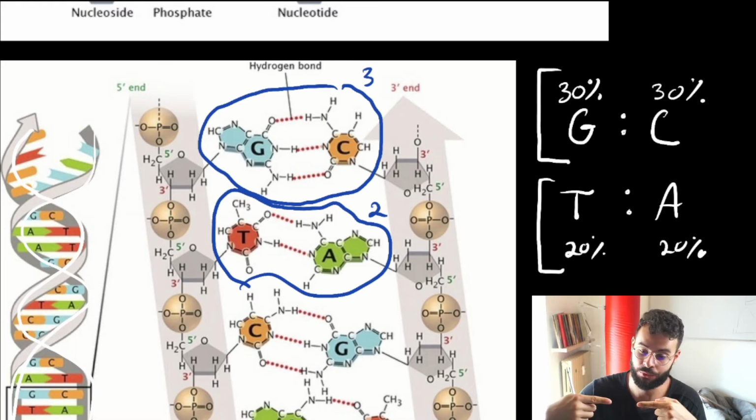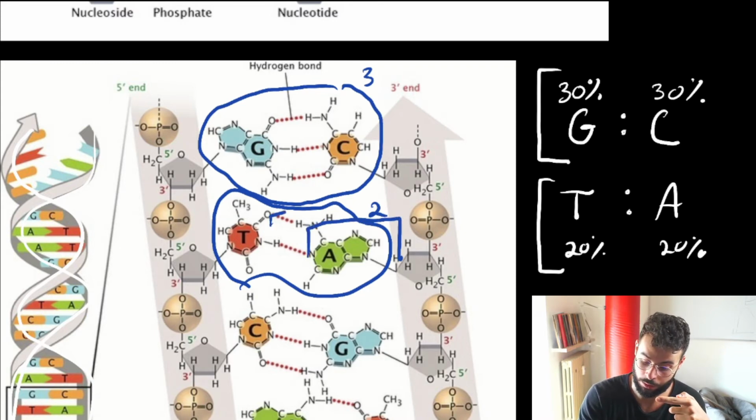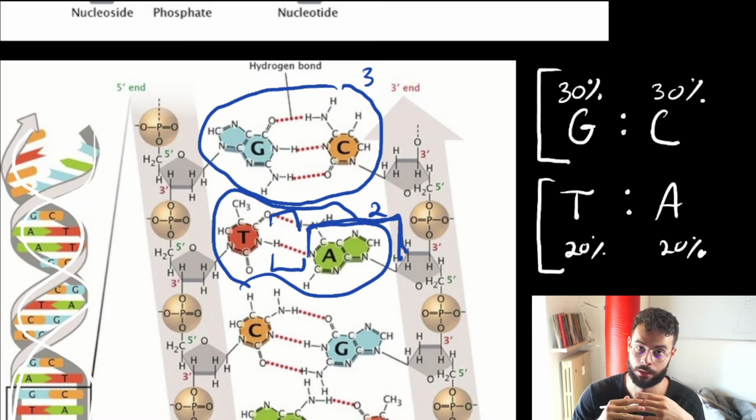Because of the different length between the double bonds, the amount of double bonds, and the size of the nucleotides, it will give us overall the shape of the double helix, which is very important to remember. So what determines the fact that DNA is helical?